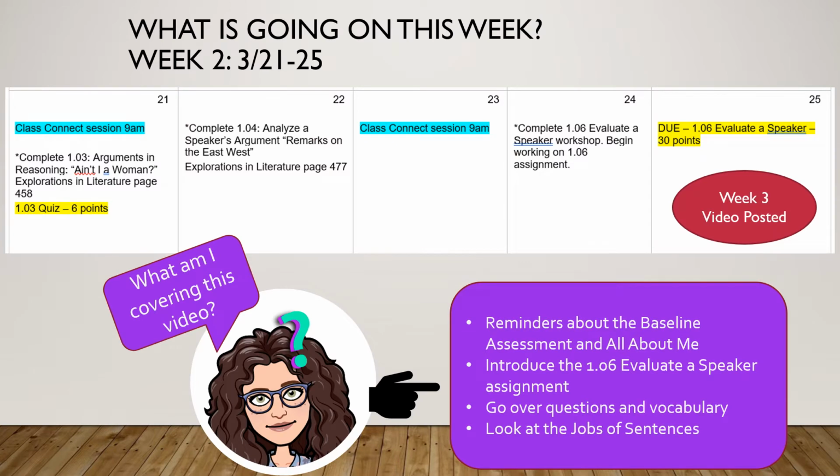All right, what is going on this week? We're in week 2. The dates will be 3/21 to 25. So on Monday and Wednesday, we have our Class Connect sessions at 9 a.m. You have content lessons 1.03, 1.04, and 1.06 this week. You have a 1.03 quiz on Monday worth 6 points. And due on Friday, you have the 1.06 Evaluate a Speaker assignment worth 30 points. And as usual, the week 3 video lesson will be posted on that Friday.